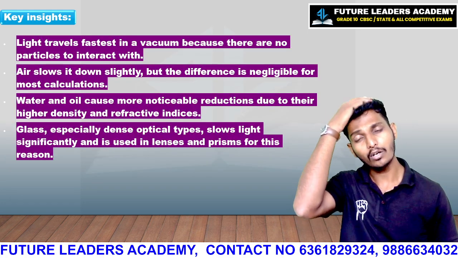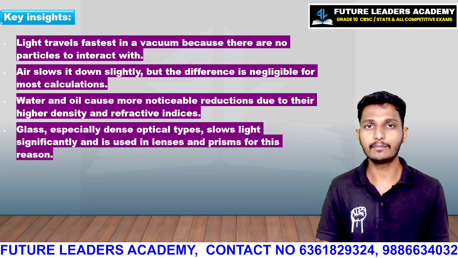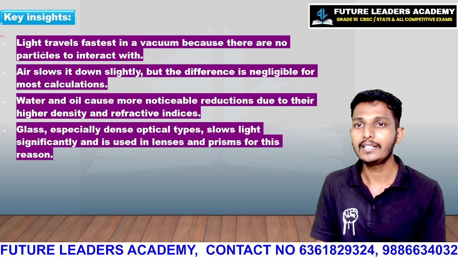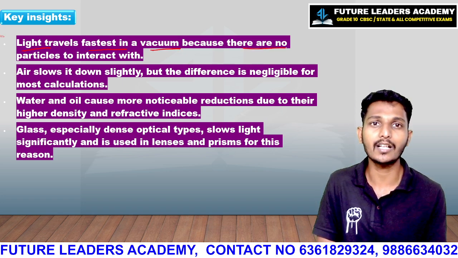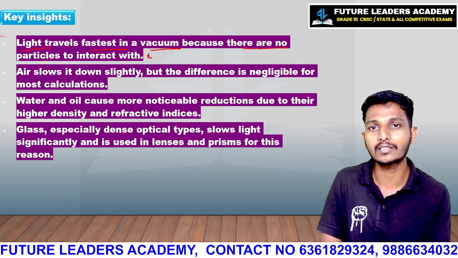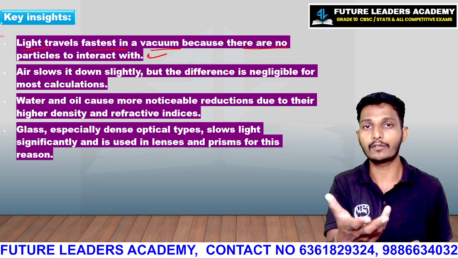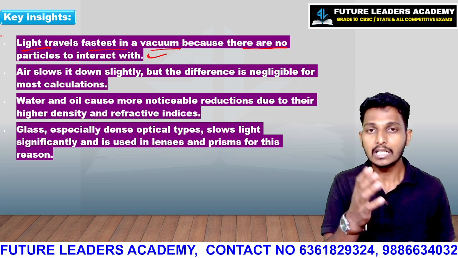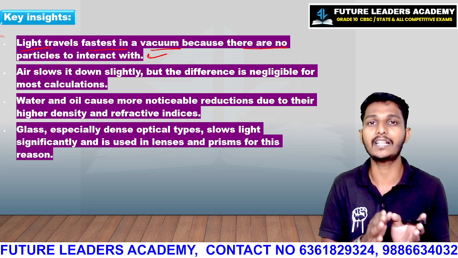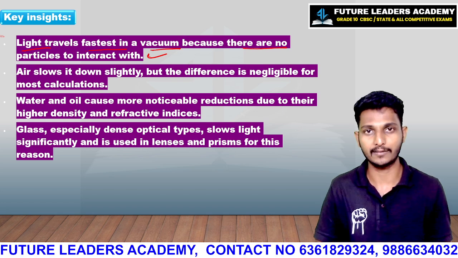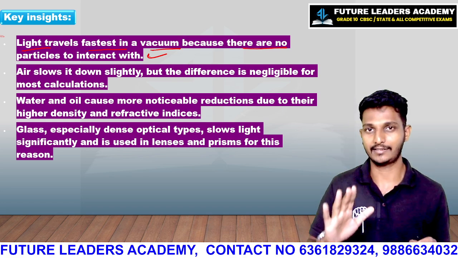Next one is the key insights. What does key insight mean? Whatever we are discussing right now, on that base only the important keys are there. Light travels fastest in the vacuum because there are no particles to interact with it. If particles are there in the air medium, then light will deviate, in the sense, scatter. Scattering of light means just a change in the direction of the light. If direction is changing, then the speed will decrease.